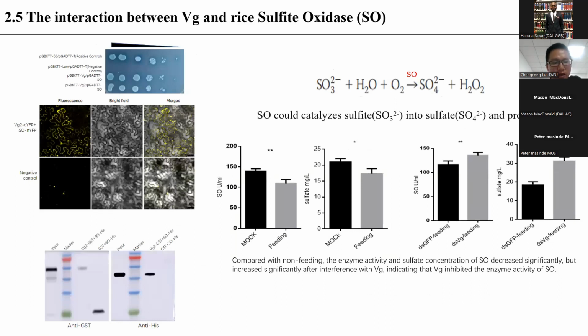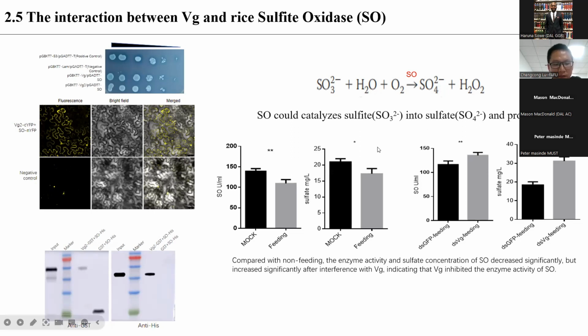Rice gene sulfite oxidase, we call it SO, was identified by using VG in a rice yeast library. SO is a key enzyme in the sulfur metabolism pathway, which can oxidize sulfite into sulfate and produce hydrogen peroxide.